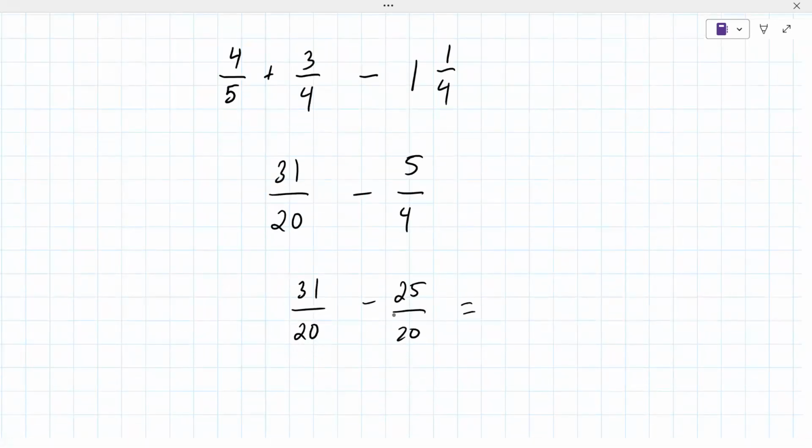31 minus 25. So that'd be 6/20. And then you could reduce that, divide it by 2. And that would be 3/10. Divide that by 3. Wait, can you? No, so remember, both numbers have to be divisible. Yeah, 3/10. Okay. Really good.